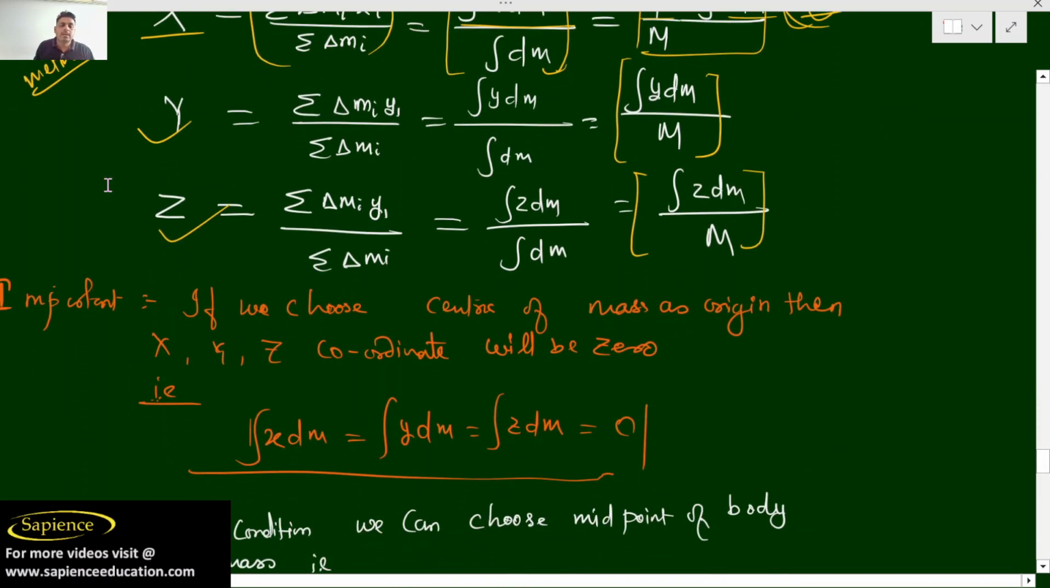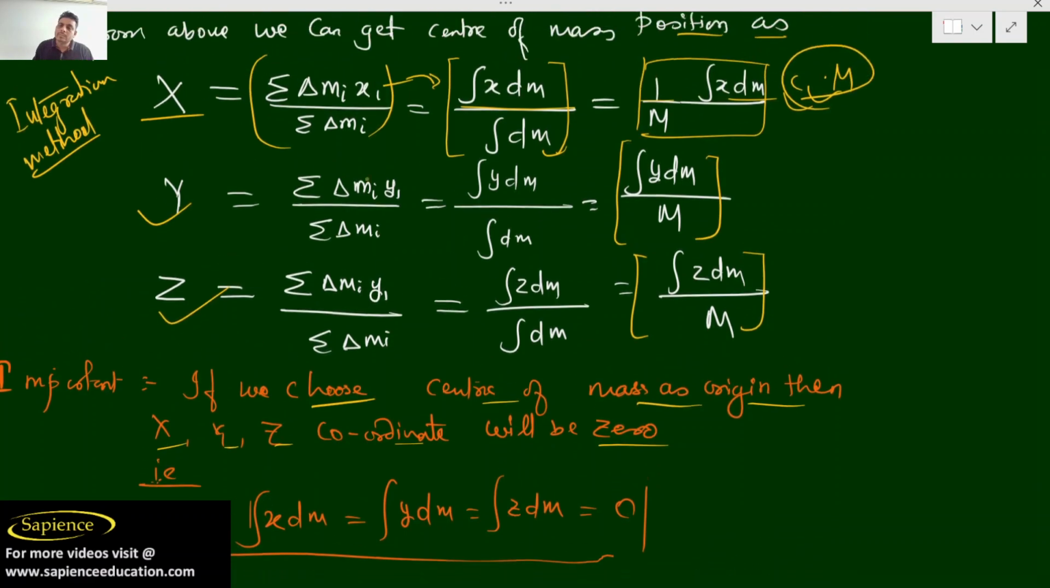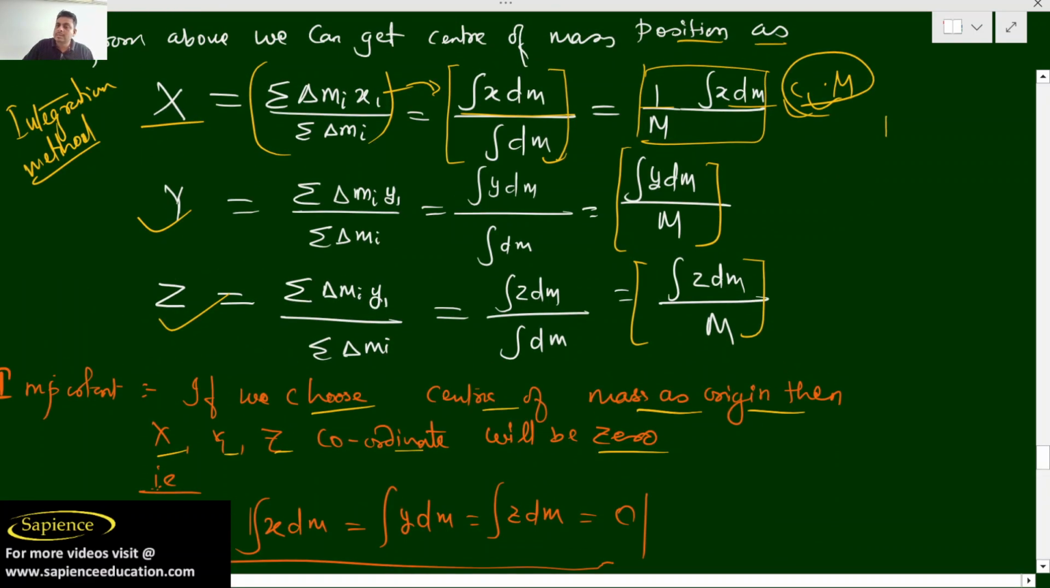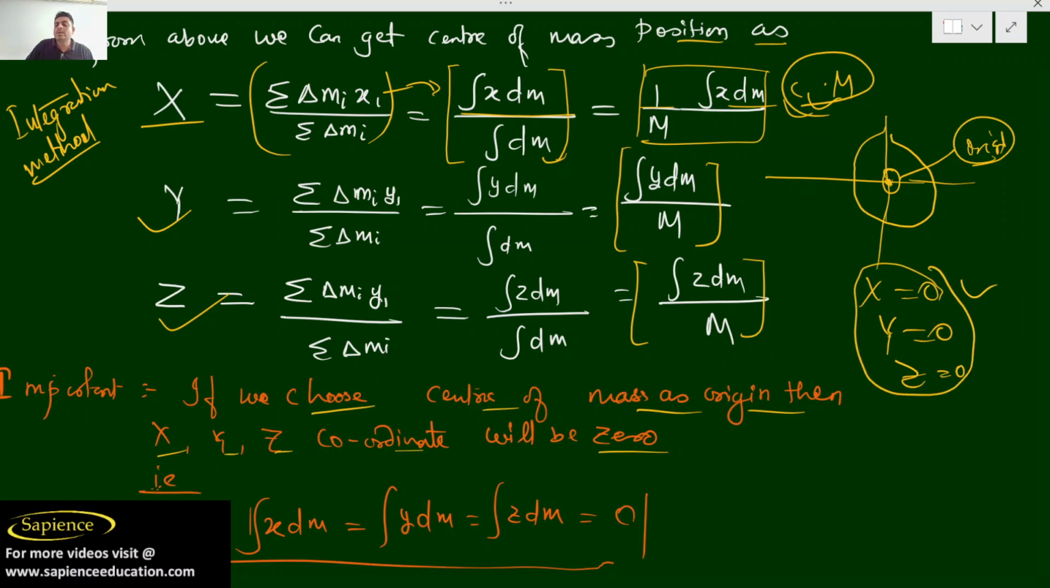Now, very important: if we choose the center of mass as the origin, the x, y, z coordinates will be 0. See here, if an object is placed on the x axis and y axis in such a way that its center of mass is at the origin, can we write that x will be equal to 0, y will be equal to 0, and z will be equal to 0, because all these x, y and z are the center of mass?